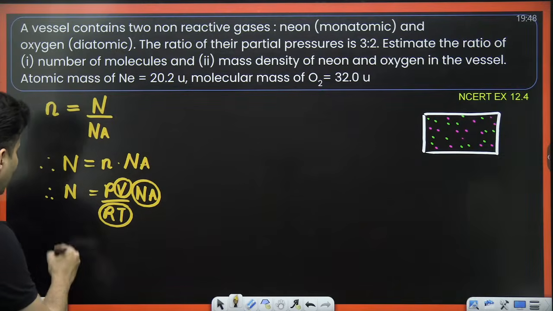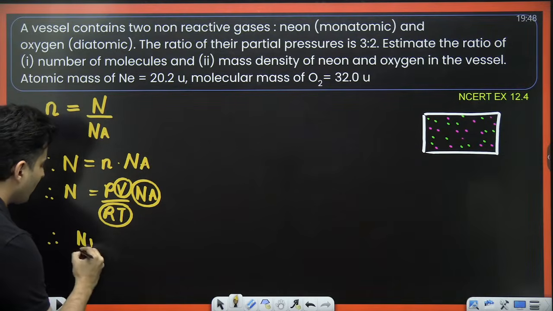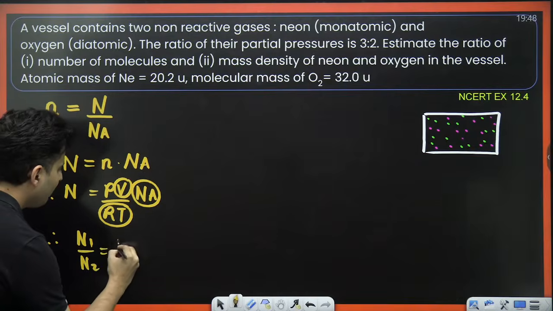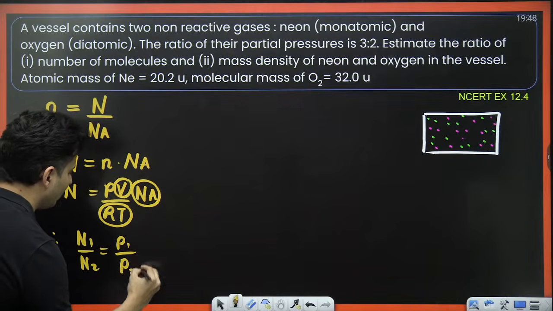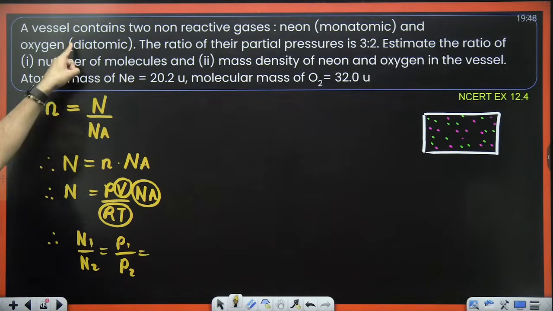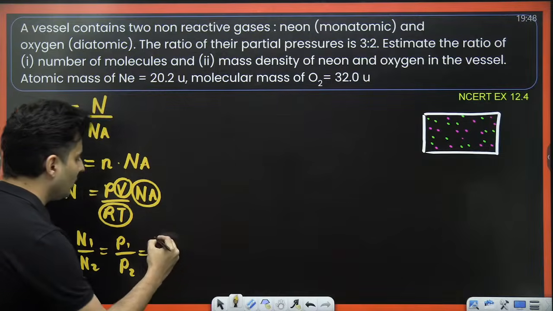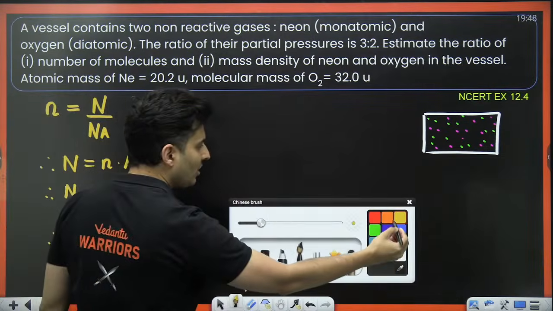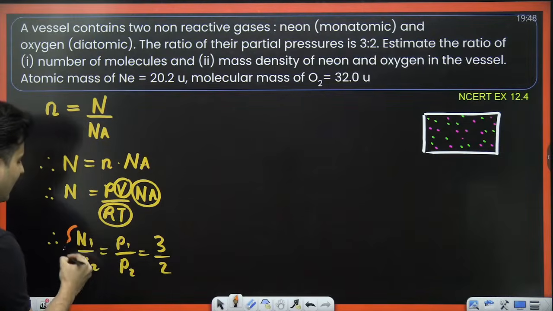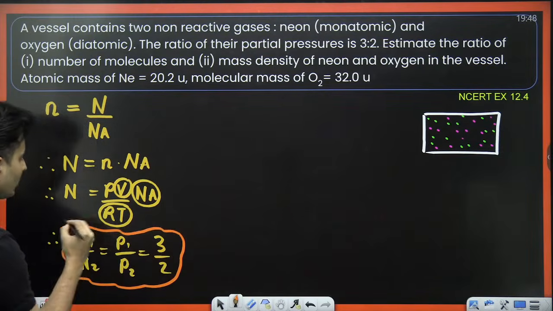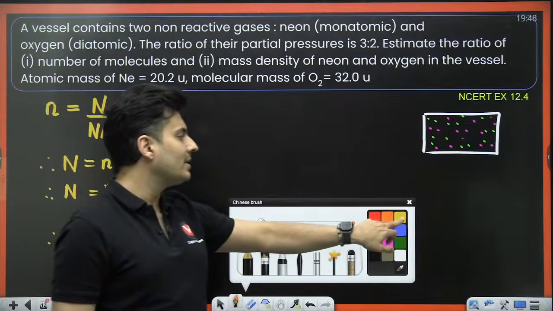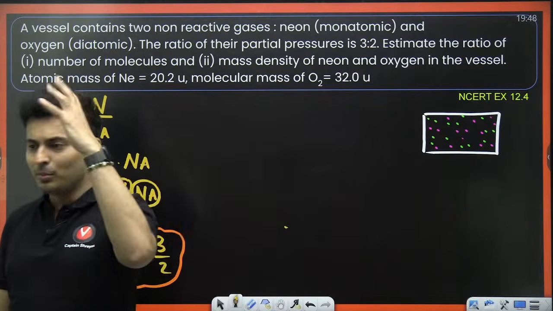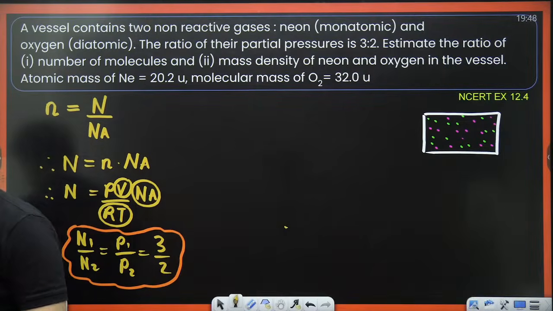Very good. So can I say N1 by N2 will be pressure of one gas by pressure of the second gas? But I think the pressures are given in the ratio of 3:2. So I think I have figured out my first answer, which is also 3:2. Understood? It's a very, very easy way of doing it. You don't have to break your head by doing complicated maths.